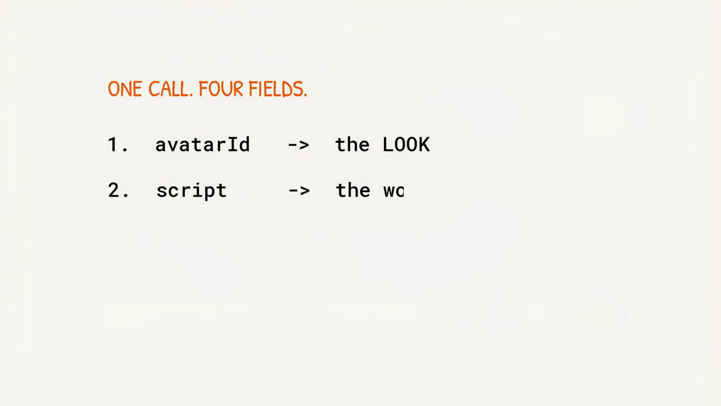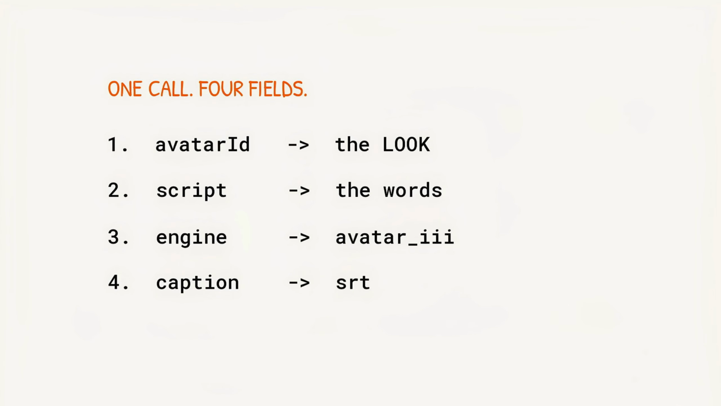Now the render. This is the part that replaces the box. 4 things go in: the look ID, the script, the actual text, handed over directly, not pasted anywhere, the engine, and the captions.